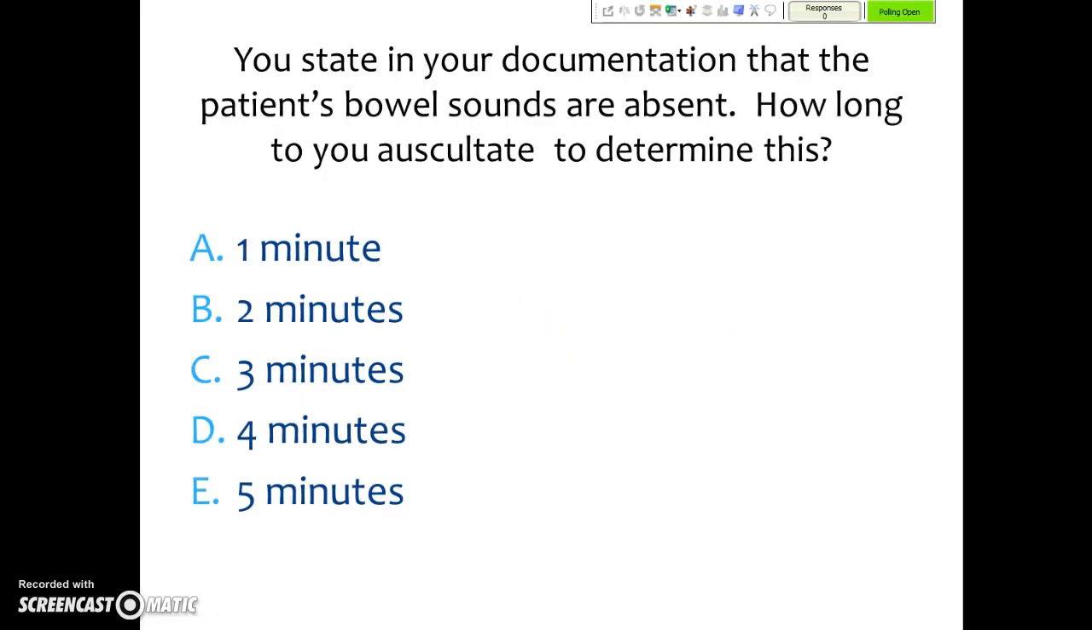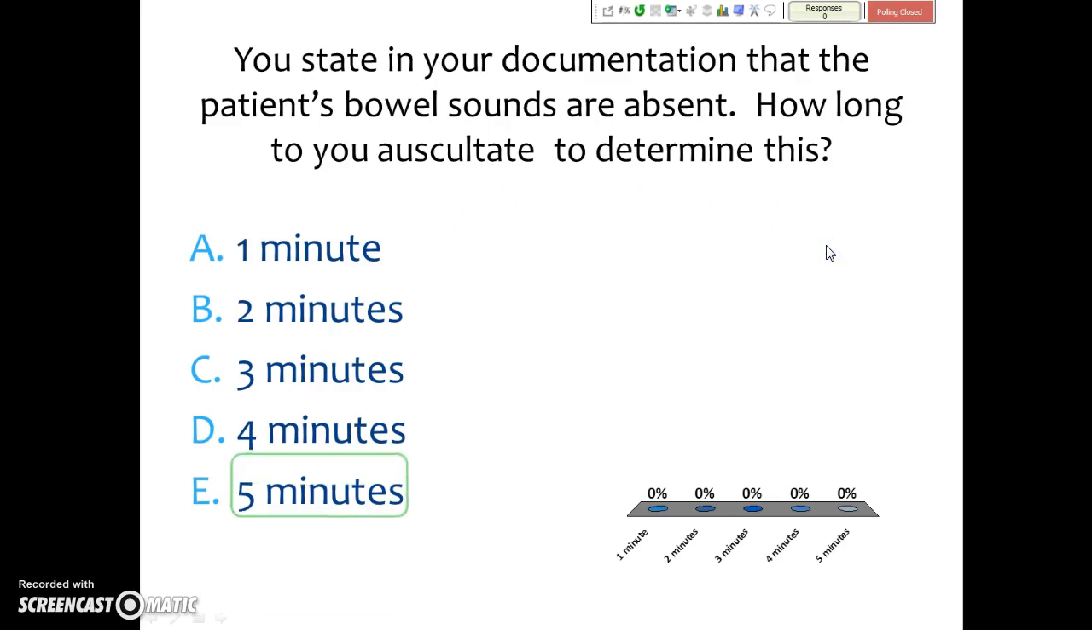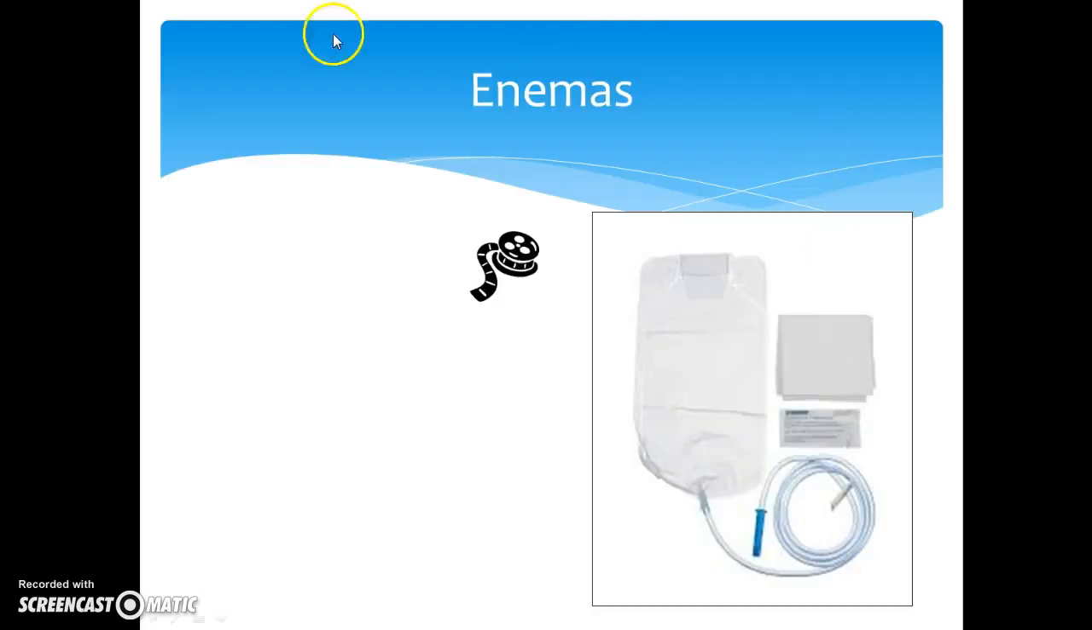You will also state in your documentation the bowel sounds are absent, and this is part of your bowel assessment. How long did you have to auscultate to determine this? 1 minute, 2, 3, 4, 5 minutes? It's actually 5 minutes that you need to listen to determine this. It's not just, oh, put the stethoscope on there. You do really need to wait 5 minutes.